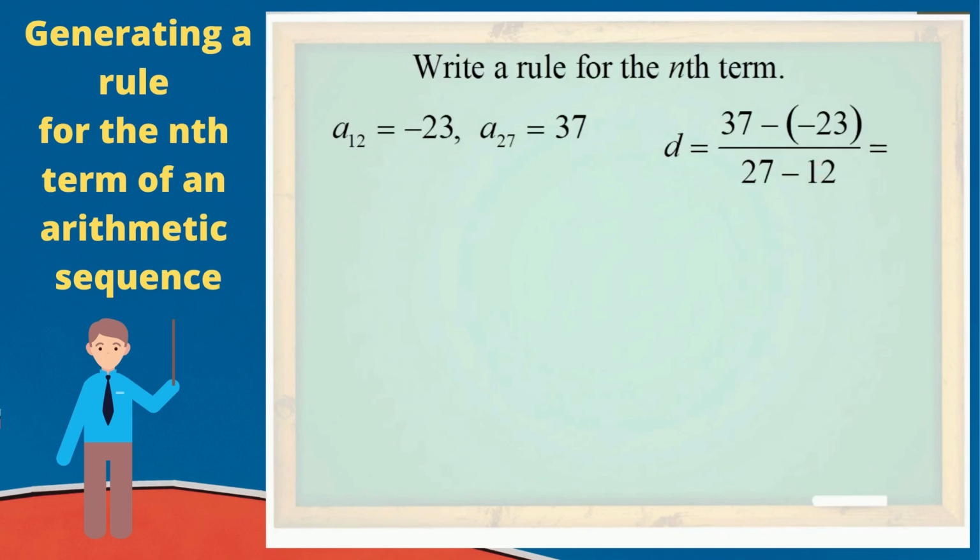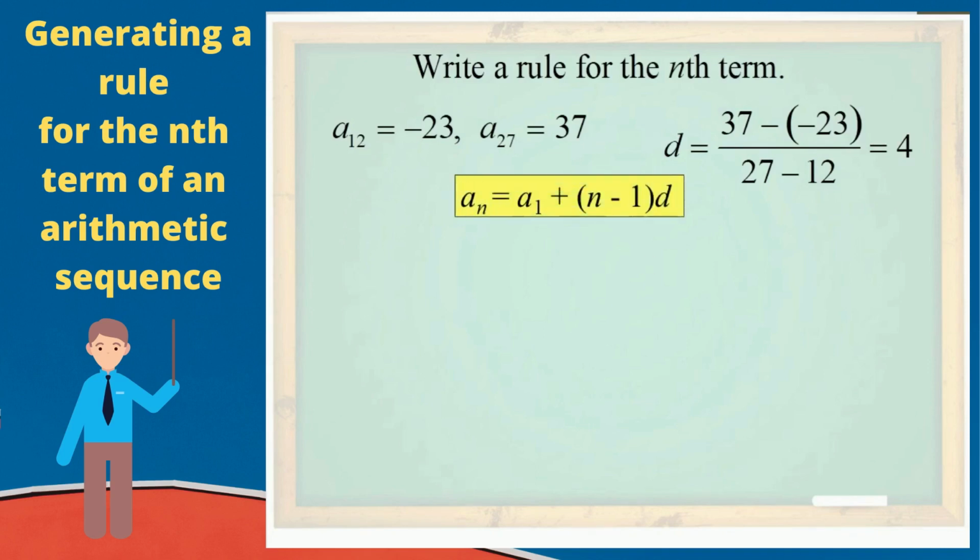And that is equal to, so 37 minus negative 23 is equal to 60, right? And 27 minus 12 is equal to 15. So 60 divided by 15 is equal to positive 4. So we now have the value of the common difference, which is positive 4.